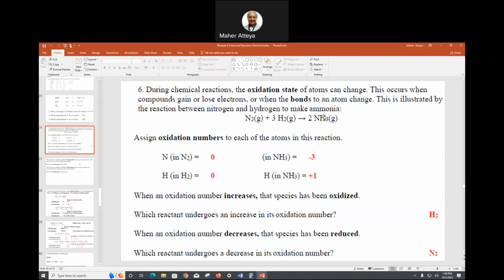Now, let's look at the example here. We have this chemical reaction. The question is twofold. The first part is, what is the oxidation number of nitrogen at the reactant side? And what is the oxidation number at the product side of the chemical equation?